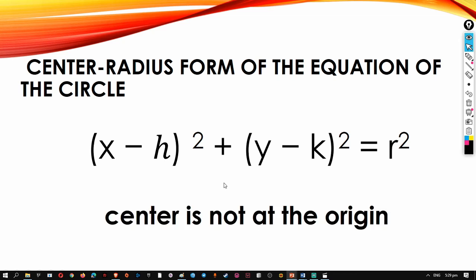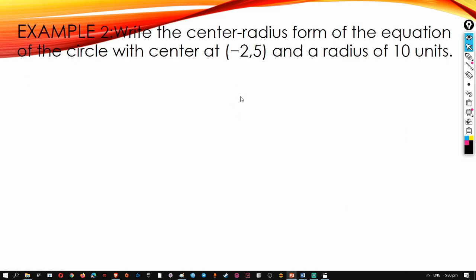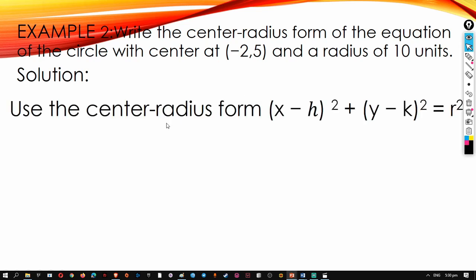So, dito ay kapag ang center ay wala sa origin. For example, write the center radius form of the equation of the circle with center at negative 2, 5 and a radius of 10 units. So, solution. So, we use the center radius form.